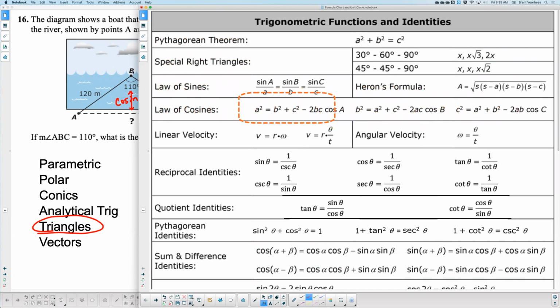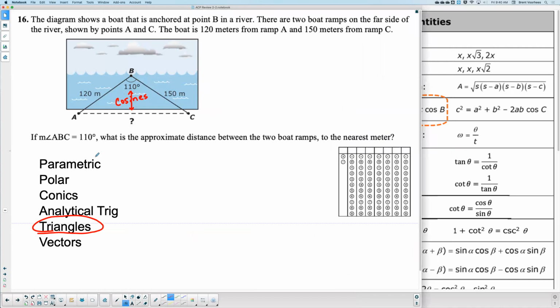Technically, what am I solving for? The B. So I'm going to choose this one. Not that it really matters, but I'm going to choose this one because cosine finds the set, so I'm looking for little b. Okay, so let's copy down that formula. It was b squared equals a squared plus c squared minus 2 ac cosine b.